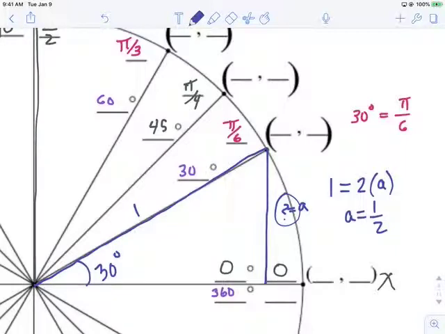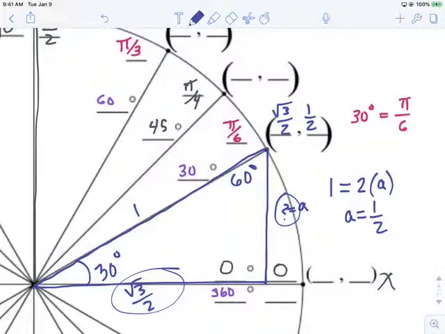Is this an x value or a y value? Why is it a y value? Because it's going up, right? So the y value here is 1/2. Well, if I found the y value, which is the 30 part, what's the measure of this angle? 60. So what's the measure of this side? You take A and you times it by square root of 3. So that means the x value here is square root of 3 over 2. Do you see how we do this?